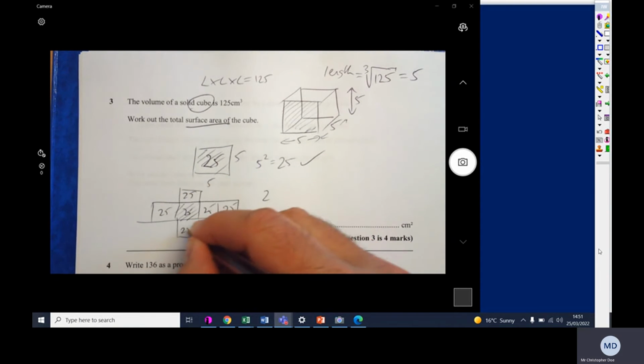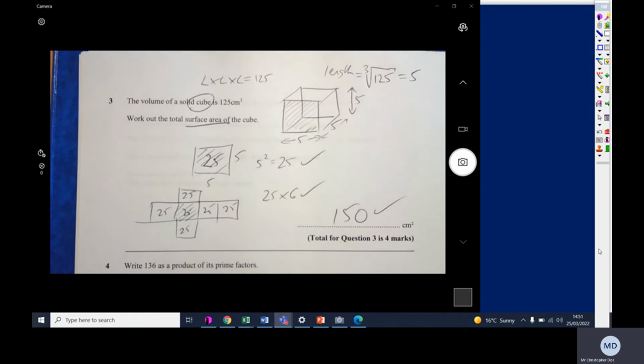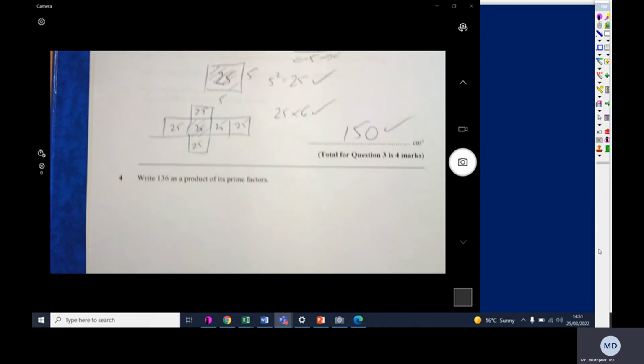So clearly you've got 25 times 6, mark for that. Answer 150 for 4 marks. Number 4 was done really well.